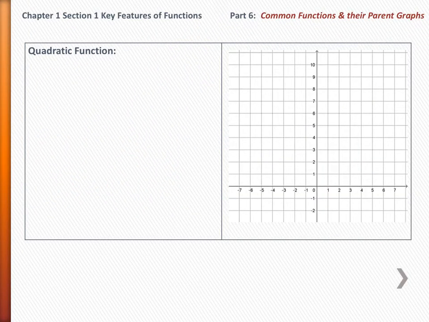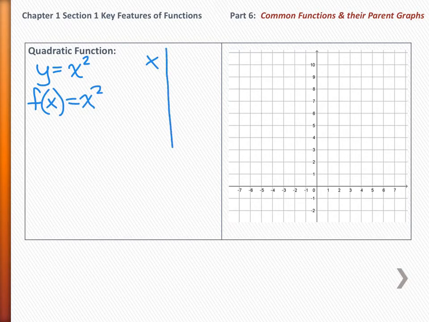All right, the next most common function we're going to be talking about, in fact, all of chapter 2 is about this function. It's called a quadratic function, and in two variable equation style, the parent is y equals x squared, and in function notation, that would be f of x equals x squared.